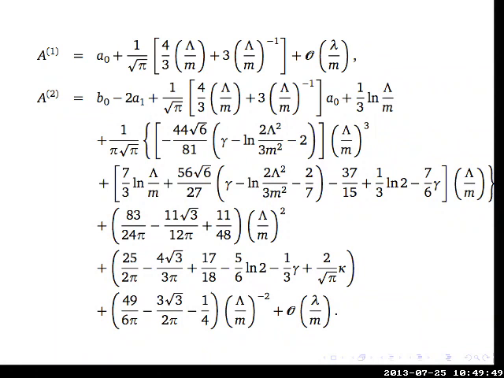It's actually pretty easy to do these integrals. This is all done with Mathematica because it's all Gaussians and Gaussians. It's cheating. It's cheating. You should do it by hand.